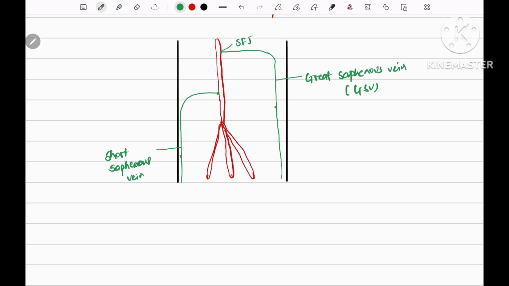Now this great saphenous vein, where does it start from? It starts from the medial side of the dorsal venous arch.